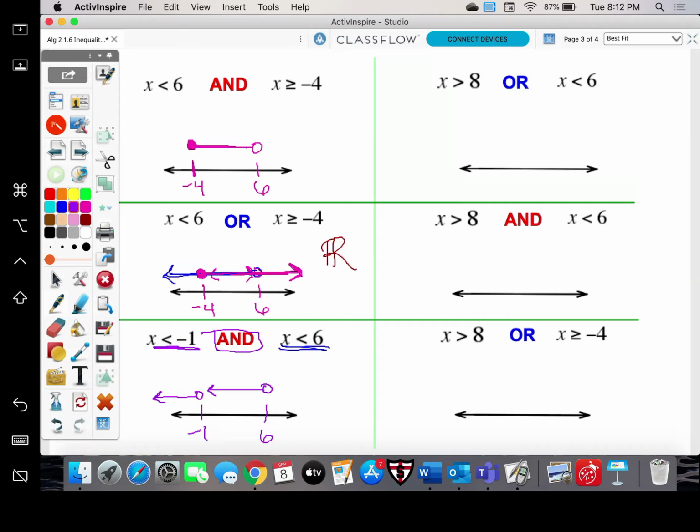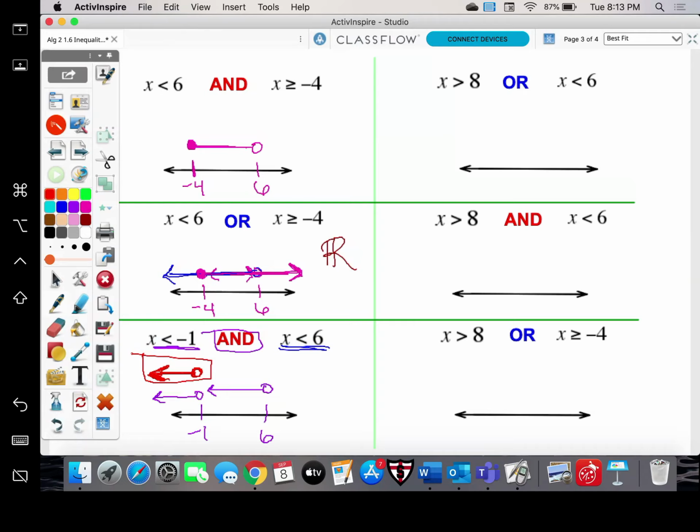Because this was AND, that's the situation we want to actually shade in for our answer. So I'm going to make our answer red here. Our answer is going to be an open circle shaded to the left. If we think about that, we're looking for numbers that are both less than -1 and less than 6. That means I can only choose the values that are less than -1. So this is your solution. The other stuff was scratch work.